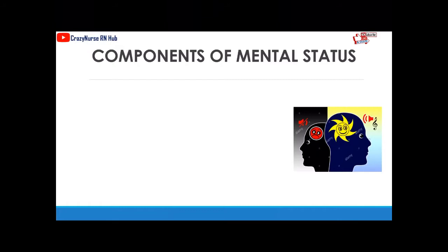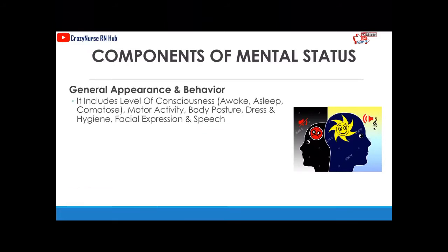For example, language and memory can be assessed when the patient is asked for details of the illness and significant past events. The patient's cultural and educational background should be taken into account when evaluating mental status. The components of the mental status examination are as follows. First, we have the general appearance and behavior. This component includes level of consciousness, such as awake, asleep, or comatose. It also includes motor activity, body posture, dress and hygiene, facial expression, and speech.